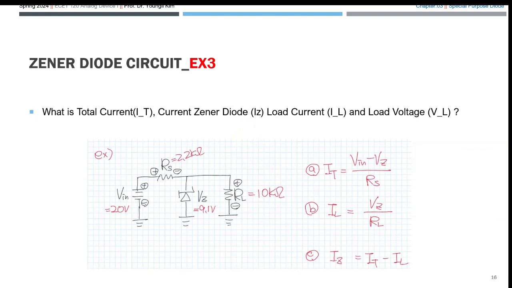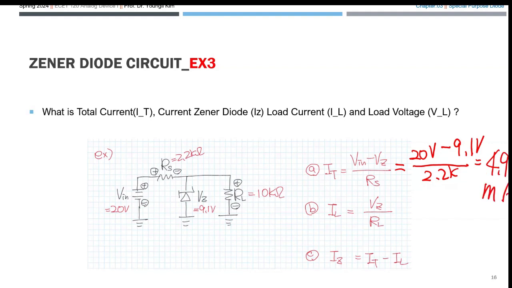And then what is the load voltage? That was in here. The first one we learned before: I sub T is 20 minus 9.1 volt divided by 2.2K ohm, because the 20 volt supply voltage is greater than the Zener voltage, so this is why we can work like this. So that was 20 minus 9.1 divided by 2.2, which is 4.9 milliamp. Any questions?